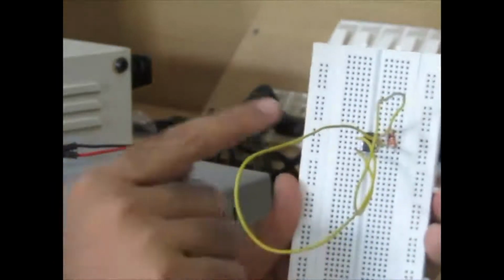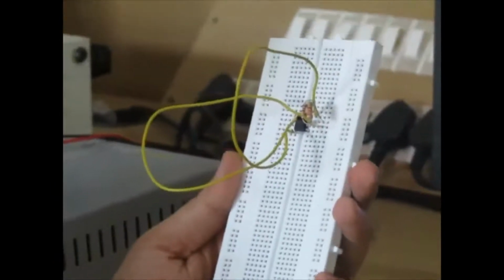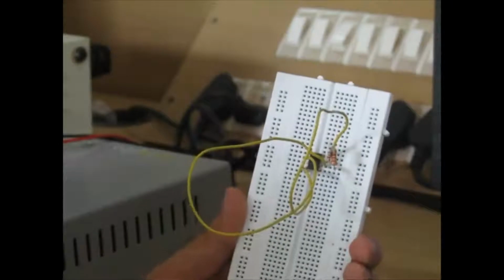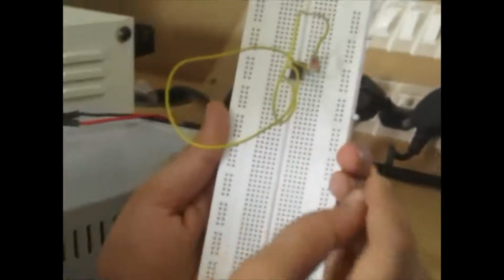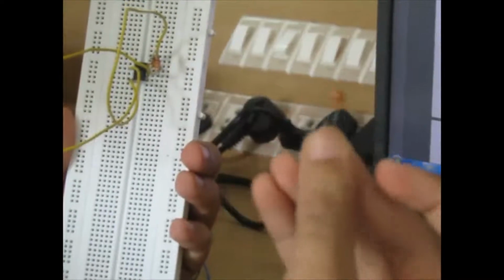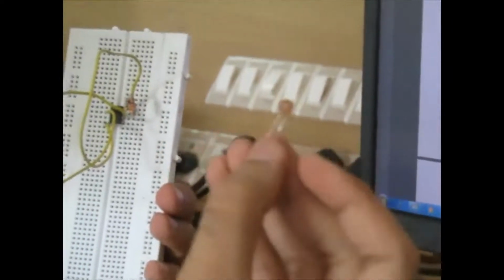Fine. So pin number 2 and pin number 6 both are shorted. Next one, either from pin number 2 or pin number 6 we will use the capacitor. Okay, capacitor of 0.1 microfarad. So this is our 0.1 microfarad.